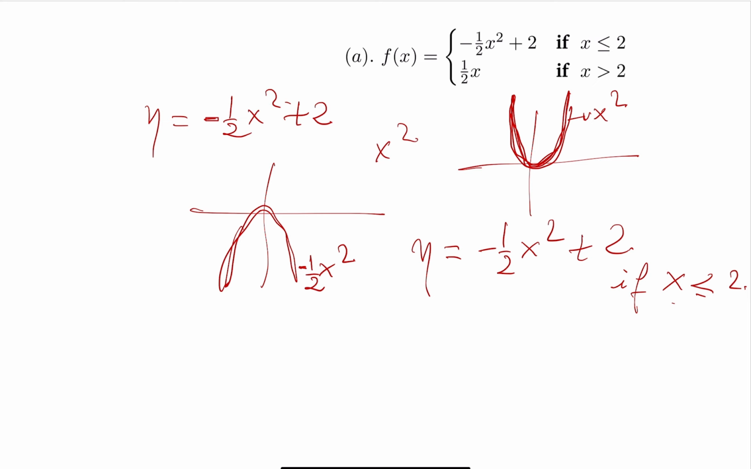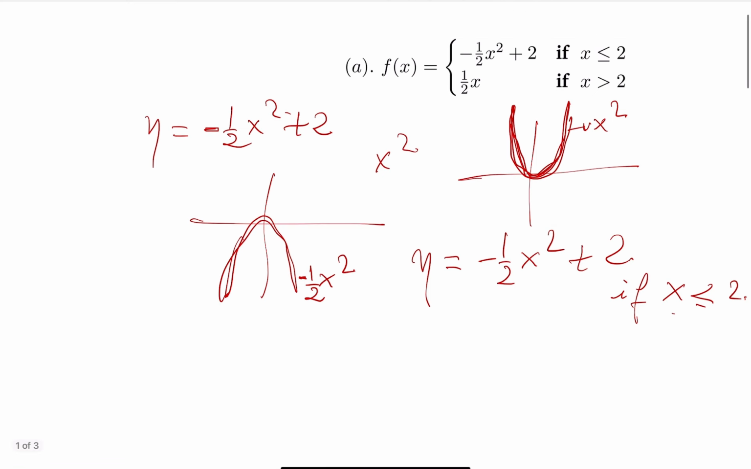Here we have plus 2, so we go up to 2. The graph will look like this. We go up to 2, and then be careful here, you have a problem, x equal to 2 here. Before you graph this one, let's think about where the x-intercepts are first.